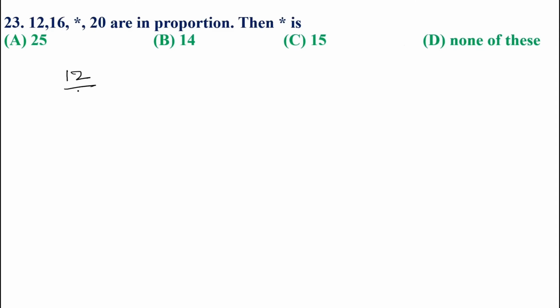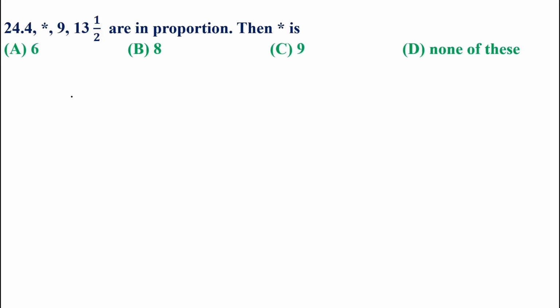12 by 16 is equal to, let us assume, x by 20. What is the value of x? 4 4s are 16, 4 5s are 20, 4 3s are 12, so 5 3s are 15. So option is C. They are in proportion.